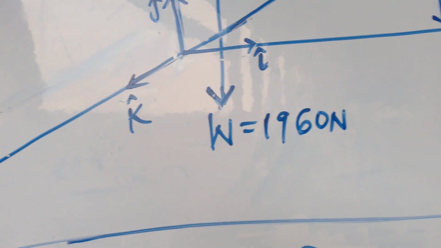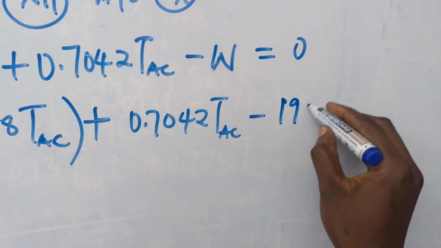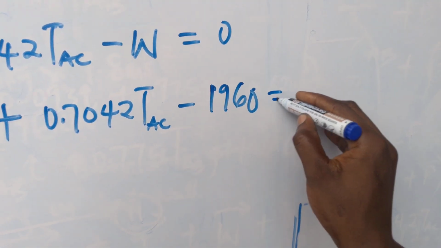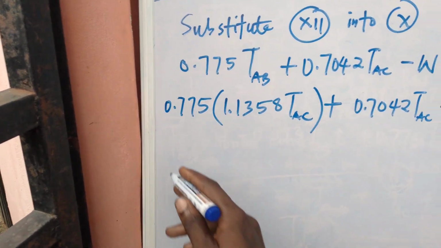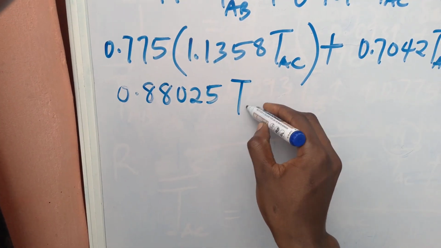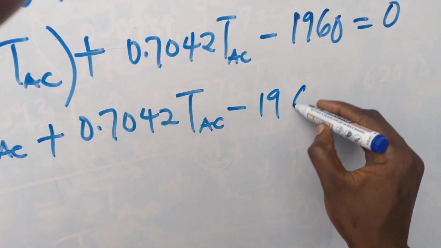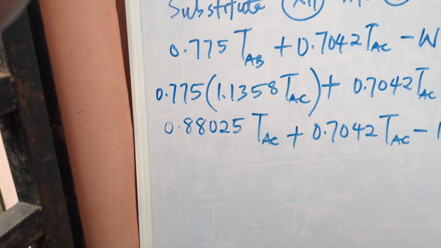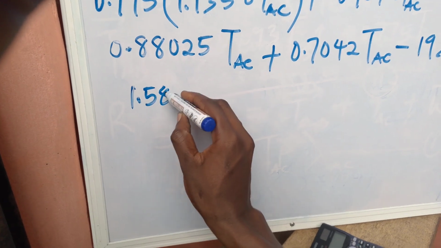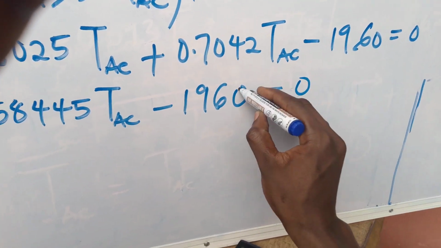The weight of the body is this. Okay, from the free body diagram, this is the weight, and it's acting down, which is negative. That's minus 1960. Okay, and it is J, isn't it? Okay, but we don't need the coordinates for now. It equals 0. All right. So if I multiply this and this now, I'll be having 0.88025 TAC plus 0.7042 TAC minus 1960 equals 0. And then if I add them, I'll have 1.58445 TAC minus 1960 equals 0.